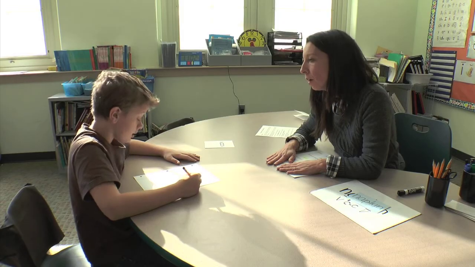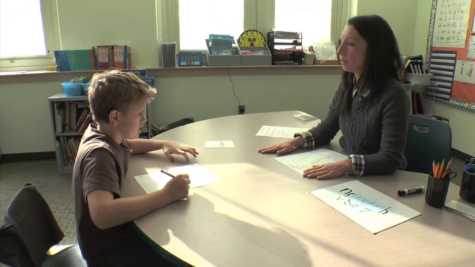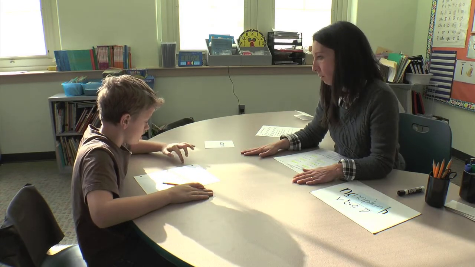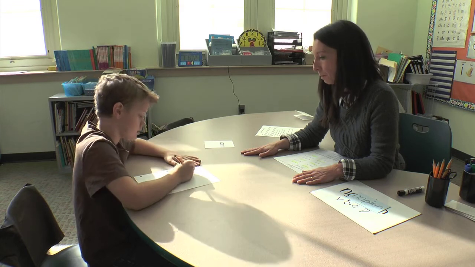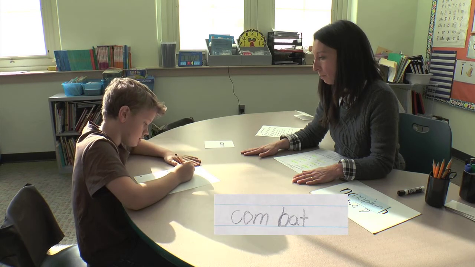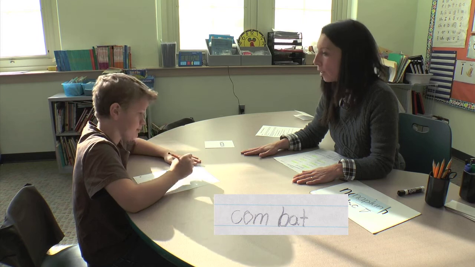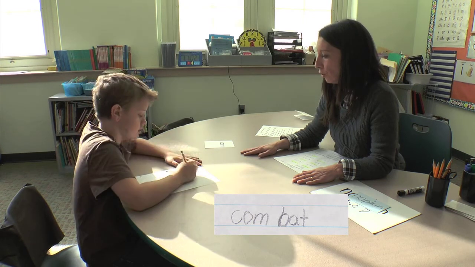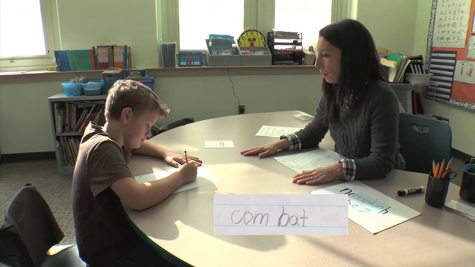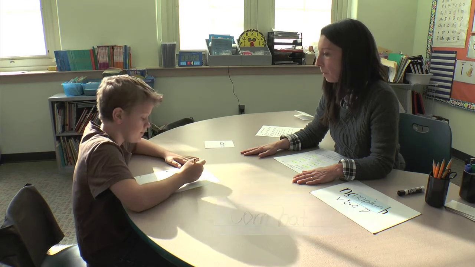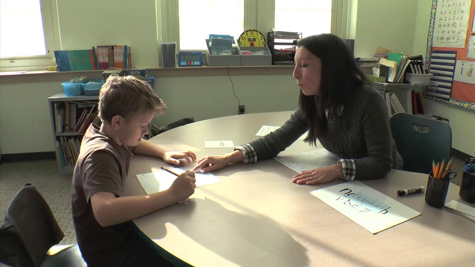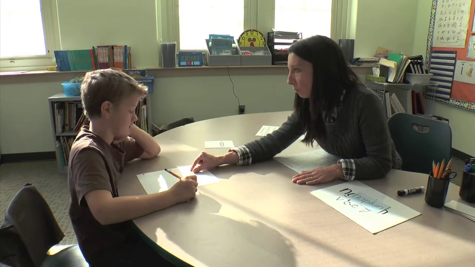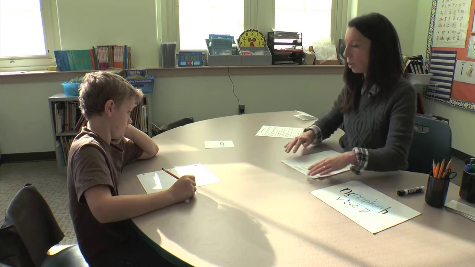Let's try the word combat. What word? Combat. Let's break it into our parts. Com. Good. Finger spell. Okay. And our second part was? Bat. Finger spell bat. Good job. What word? Combat. Good. And we wouldn't really leave a space in between there, right? Because together it makes one whole word, right? Okay, so remember that for our next word.